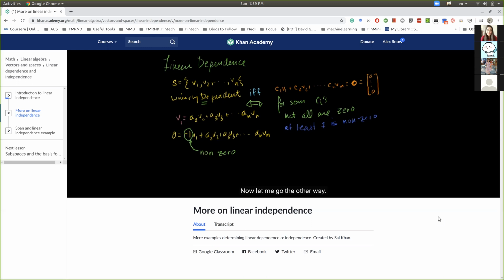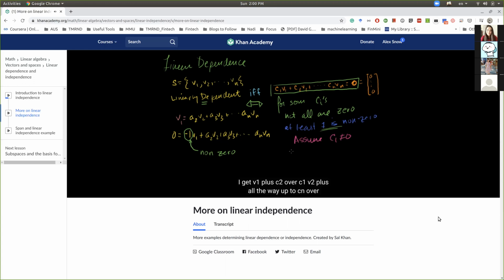Now let me go the other way. Let me show you if I have this situation that I can definitely represent one of the vectors as the sum of the others. So let's say that this is true, and remember, it's not just this, at least one of these constants is non-zero. So let me just assume, just for the sake of simplicity, these are all arbitrary, let me do it in magenta, let me assume that C1 is not equal to 0. If C1 is not equal to 0, then I can just divide both sides of this equation by C1. And what do I get?